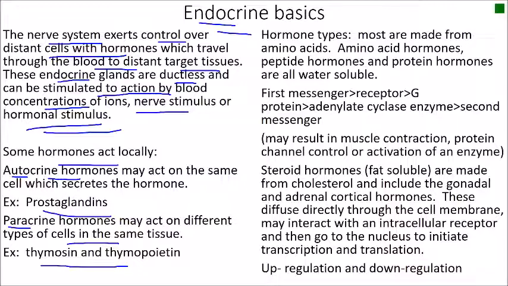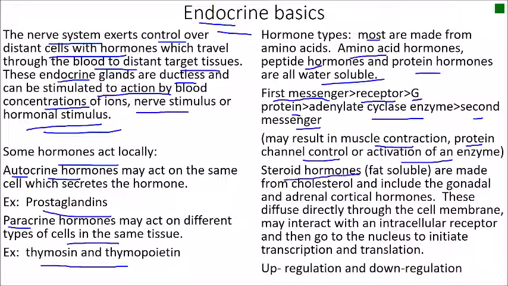Most hormones are made from amino acids, so there can be amino acid hormones, more complex peptide hormones, protein hormones. All of these are water soluble, and as they act, they are the first messenger. They interact with a receptor on the cell surface. Usually a G protein is triggered, an enzyme is triggered next, and a second messenger may carry the message to result in muscle contraction, protein channel control, activation of an enzyme in that cell, maybe to be anabolic, building something up, or catabolic, to break something down.